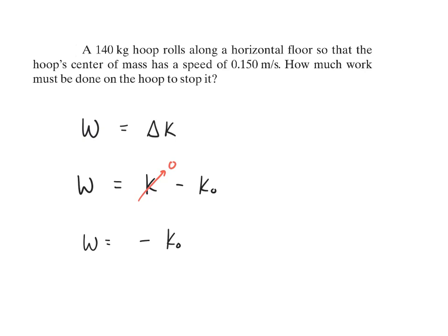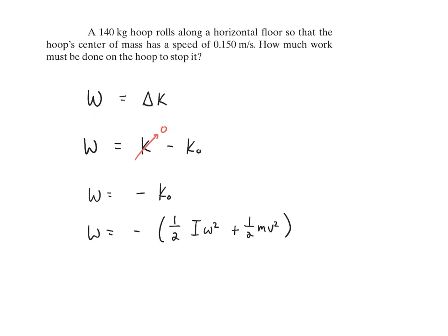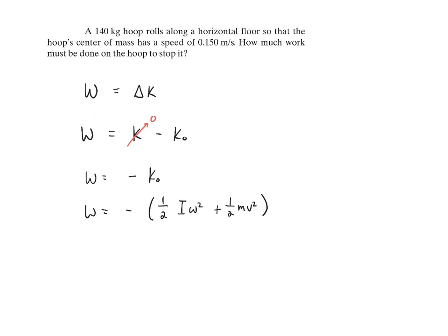Now, let's figure out what that initial kinetic energy is. Well, we've got, again, the kinetic energy for the rotating piece, which is 1/2 I omega squared, and the kinetic energy for the translational piece. The issue, though, obviously, is what? What's the issue here? What's the concern? Good. We don't have a radius in this problem.